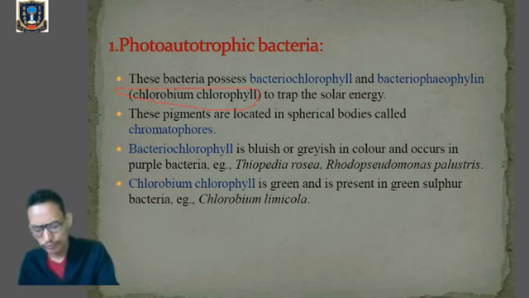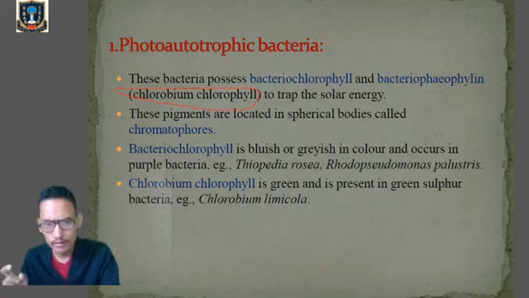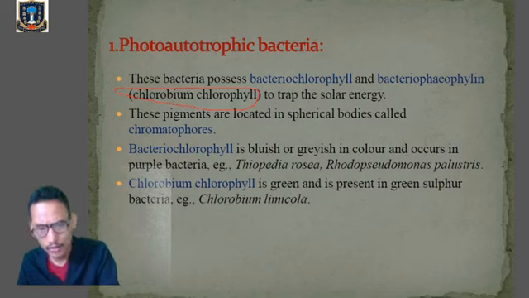Bacteriochlorophyll is bluish or grayish in color and occurs in purple bacteria. Example is Rhodopseudomonas palustris.